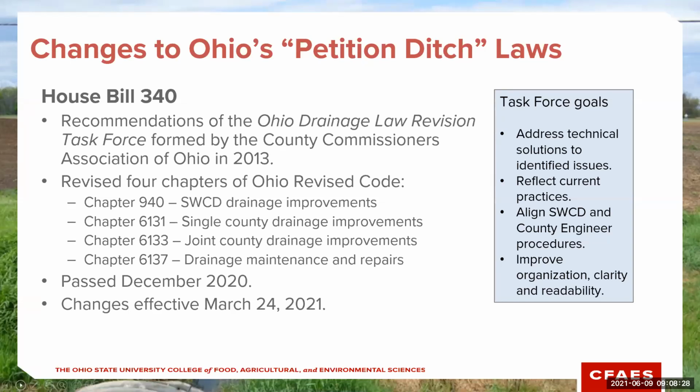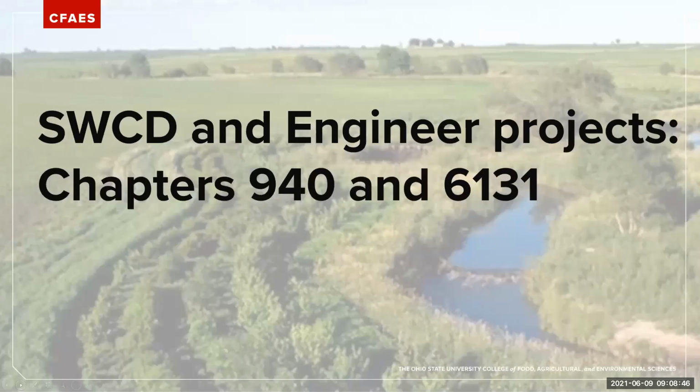So we did recommend revisions to all 4 chapters, and that bill was carried through the legislature last year, passed in December, and the changes became effective March 24th. So let me tell you what it does in regards to our Chapter 940, which is the old 1515 that many of you may still refer to it as, but the Chapter 940 and 6131 drainage projects.